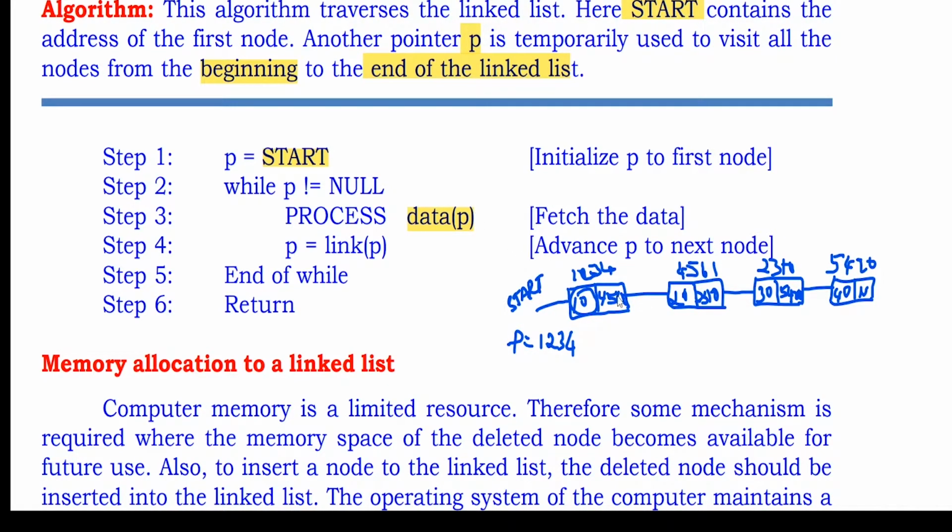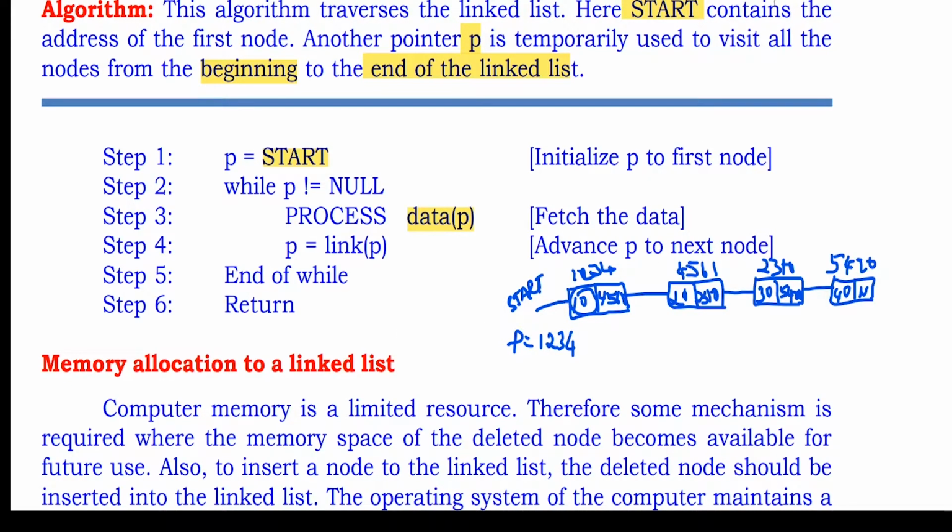Next we have to move to the next node. How do we move to the next node? That's how we are traversing now. Let us go to the next link. What is the link field of this node? It is 4561.